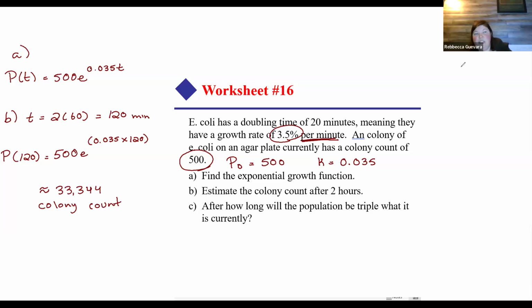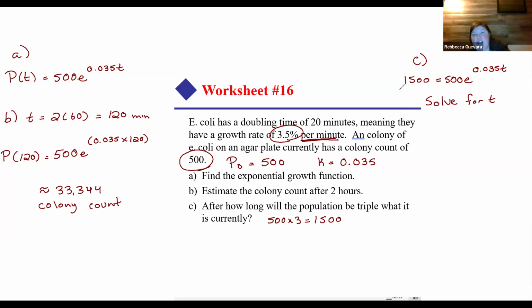All right, so to do C is tripling time. So if I triple my population, I started at 500 and I triple it, that's going to be 1,500. So C is going to be 1,500 equals 500 e to the 0.035t. So we want to figure out how long it takes to triple, so we're going to solve for t. So first thing we're going to do is divide both sides by 500, so we can get that e by itself. So that is 3 is equal to e to the 0.035t.